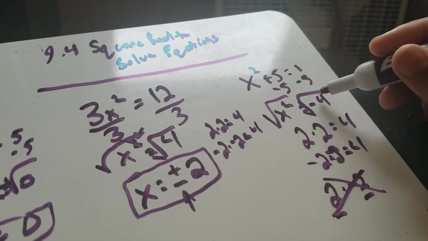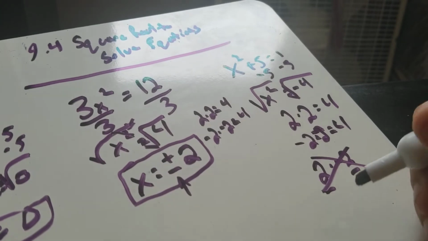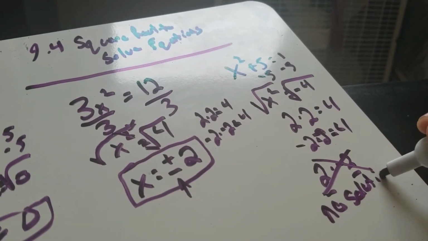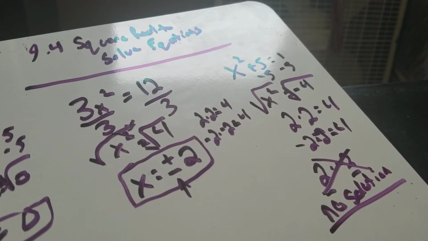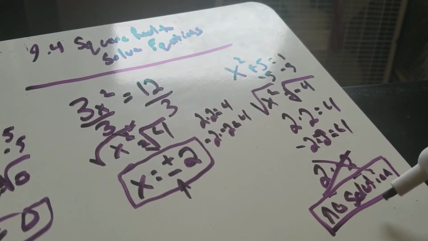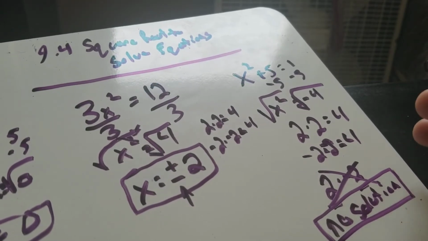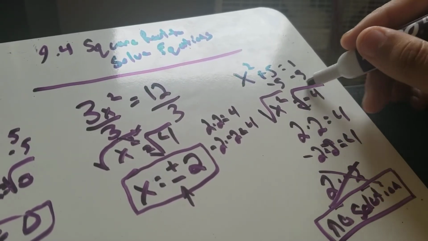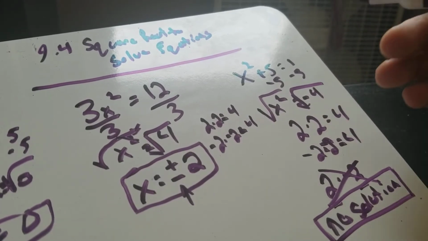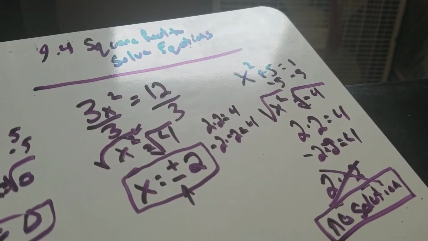So what happens when you square root a negative number? It is no solution. And because it's no solution, when you see you're square rooting a negative number by itself, you automatically know it's a no solution. All right, I'm going to go on to the next type of question.